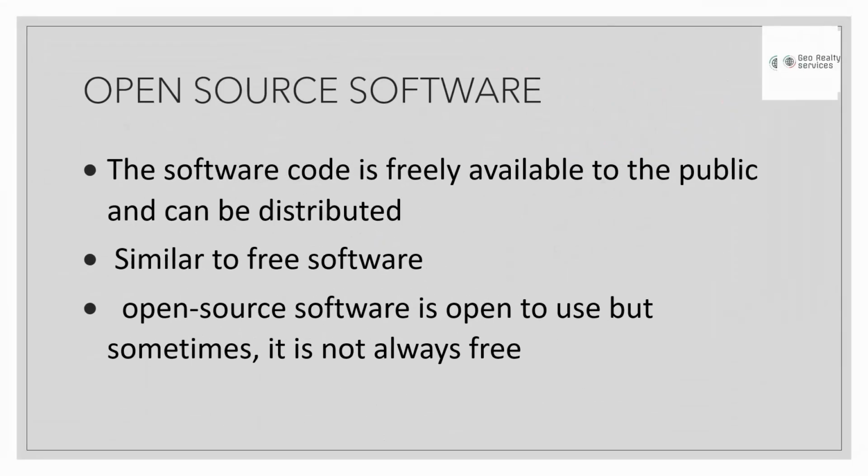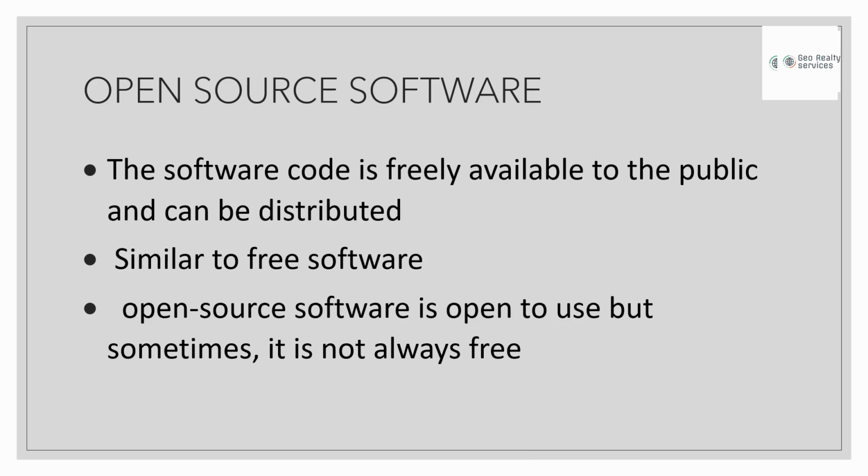What is open source software? Open source software is a computer software that is released under license, in which the copyright holder grants users the right to use, study, change, and distribute the software and its source code to anyone and for any purpose.